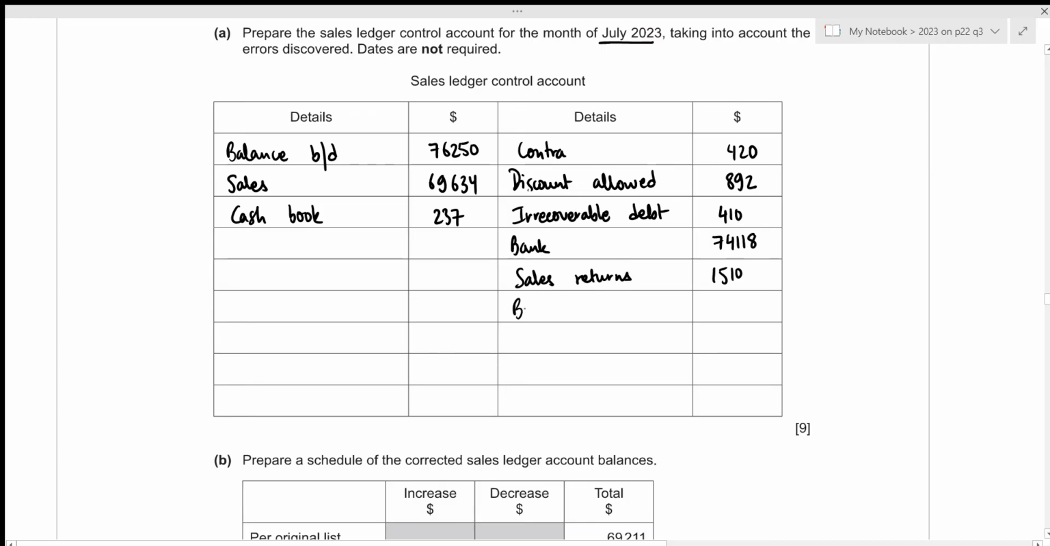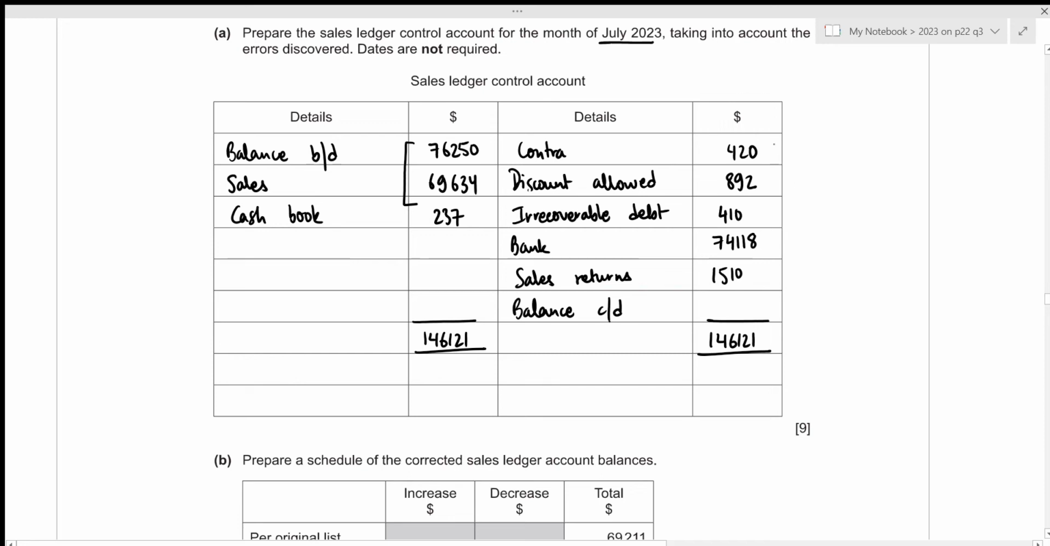Alright, now we can figure out our closing balance. Let's first figure out the total from the debit side. That will be 76,250 plus 69,634 plus 237, which results in 146,121. That will be the total for the credit side as well.